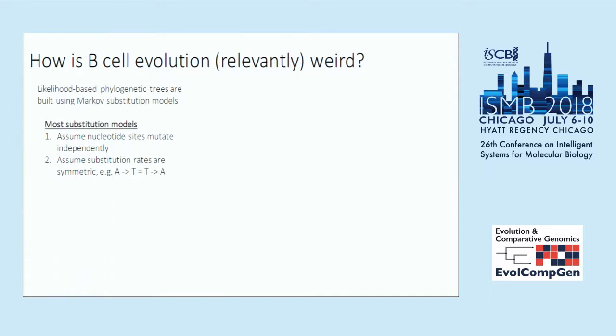Chief among them is the fact that model-based phylogenetic trees generally are built off of Markov substitution models, which are built around the assumption of independence of nucleotide site mutations and the assumption that substitution rates are symmetric. So, for instance, A mutates to T at the same rate that T mutates to A. So almost all phylogenetic substitution models are built around these assumptions.